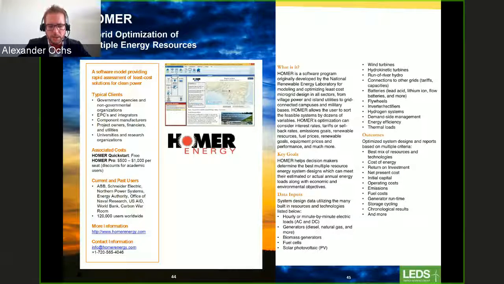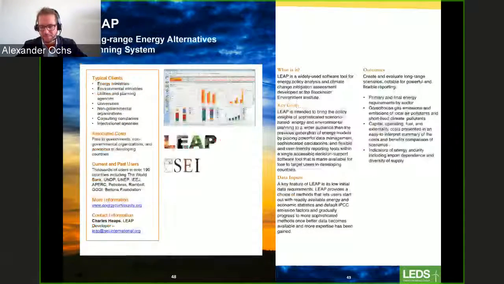So it tries to develop a best solution, if you want, that can be determined based on multiple criteria such as cost of energy, return on investment, but also emissions and generator run times. More than 150,000 people have used this tool already, and it's very relevant, we believe, in the city context, and also in smaller district or mini grid contexts. I have 3 more tools to go before we go to question and answer.